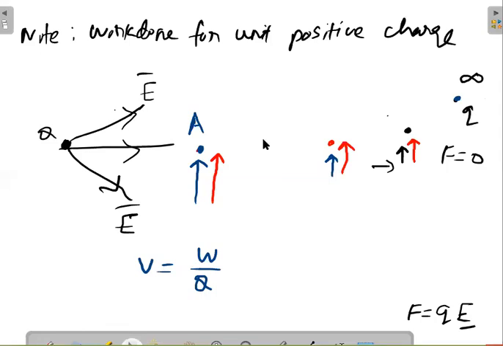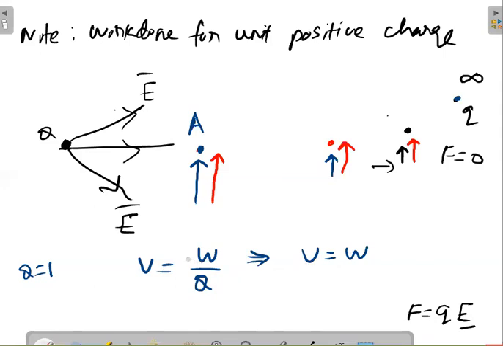You bring it from infinite to point A. Then what is the work done? That is called potential. Once I take q equal to 1, the work done is, as the definition says, the work done for unit positive charge to bring it from an infinite point to a particular point on the coordinate system. In this case, the particular point is A. So work done for unit positive charge is called potential.